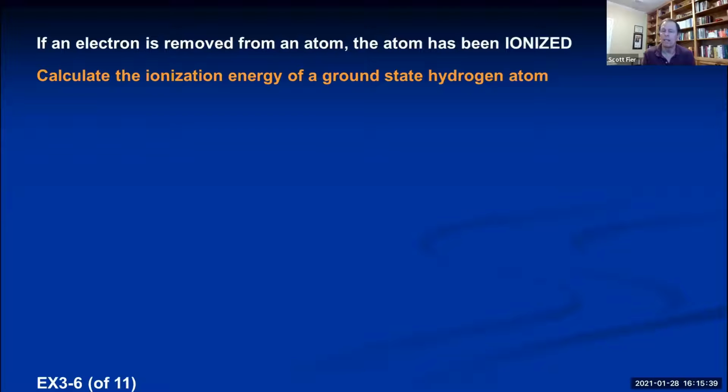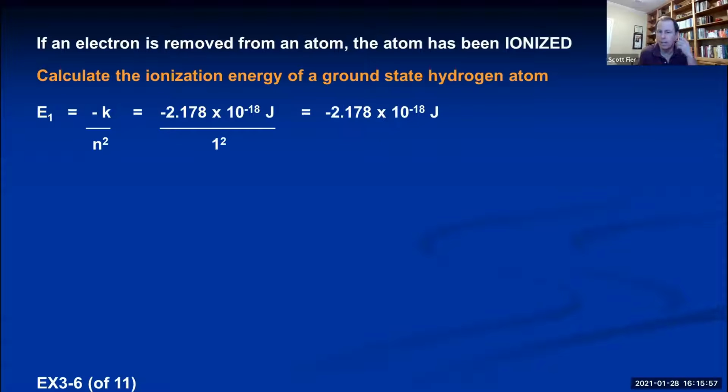So just like the last problem, we have to calculate the energy where it starts and the energy where it ends up, and then we're just going to subtract those. So here's the energy where it starts. A ground state hydrogen atom is in the first Bohr orbit, so its energy will be negative K over 1 squared. And you can do that in your head, right? That comes out negative 2.178 times 10 to the minus 18th joules. That's where the electron is starting.